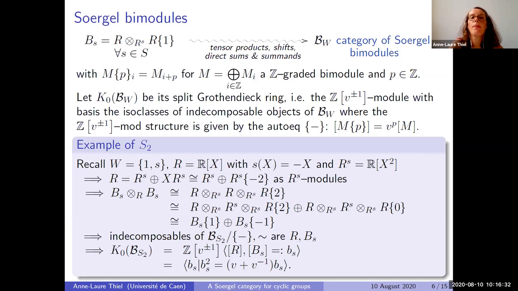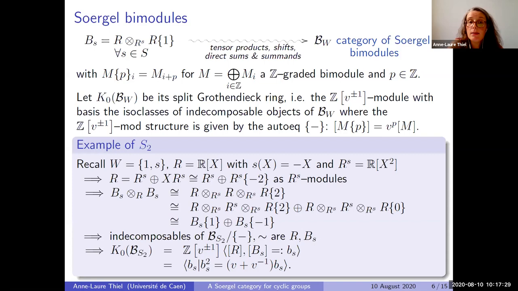And now we want to see what happens if I tensor my unique generating bimodule of the Soergel category with itself. So BS times BS is just R times R times R over Rs, shifted by two. And if the middle R, I replace it by the decomposition I just mentioned, I get in the end two copies simply of BS, one being shifted by one and one being shifted by minus one. So at the end of the day, nothing really interesting happens when I take tensor powers of BS. I just get some copies of it with different shifts.